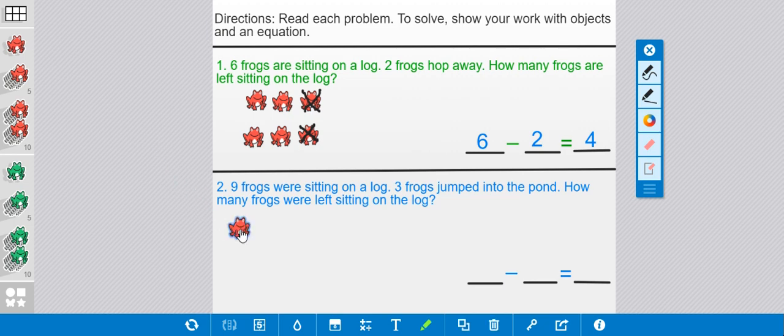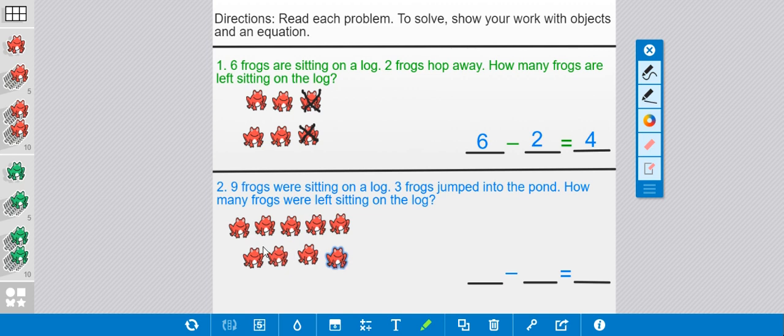So we have 1. And if you were doing this in school, you would only draw circles. You would not draw frogs, because we want to do this quickly. It would take forever to draw 9 frogs. So I have 5, 6, 7, 8, 9. And I have so many frogs that I want to make sure that I have 9 here.